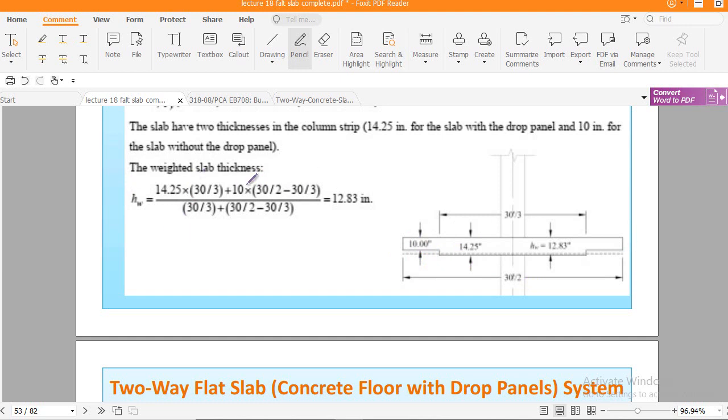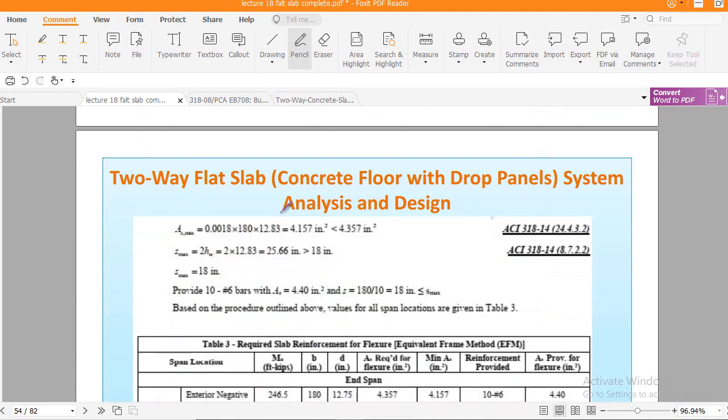This is the equation: 14.25 times 30 by 3, because in 10 feet we are using 14.25 inch, while 10 inch is used within the distance of 20 feet. So that's why 30 by 2 minus 30 by 3, right? In this region, this is 10 feet and this is 10 feet. In this region we are using 10 inch, and in this region, 30 by 3, we are using this one. So the weighted thickness is 12.83. This is not difficult. I already discussed this in my previous lectures.